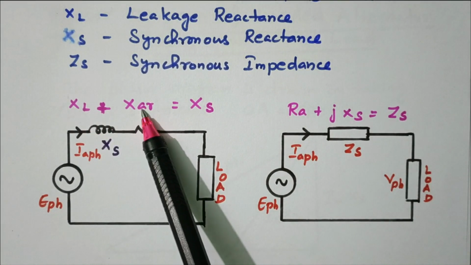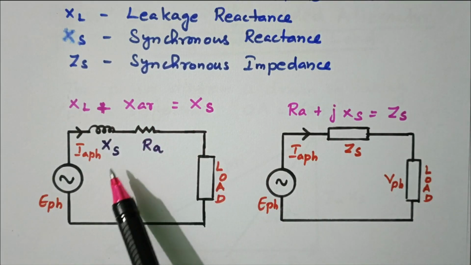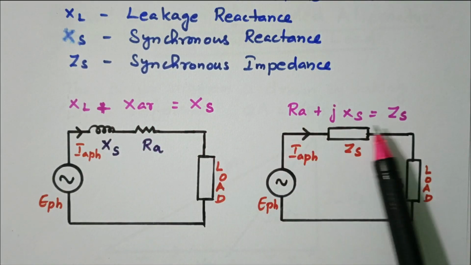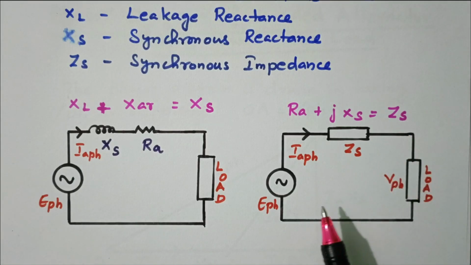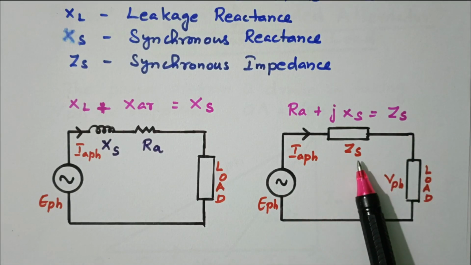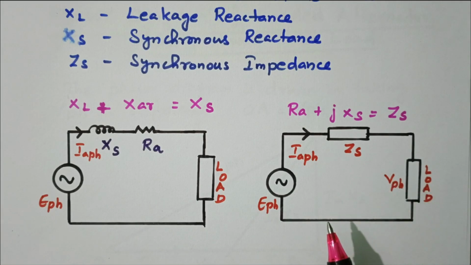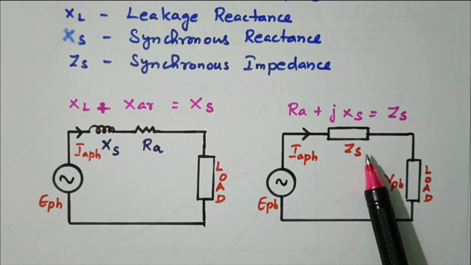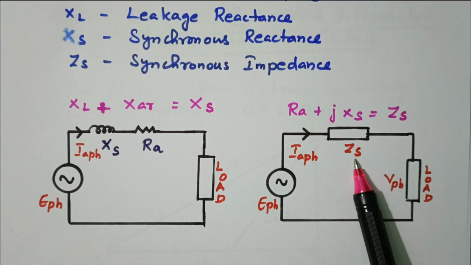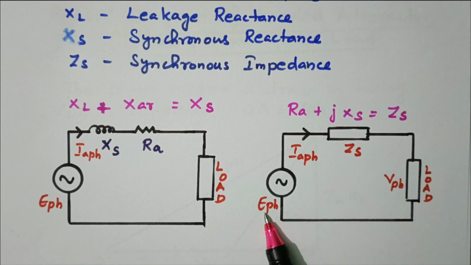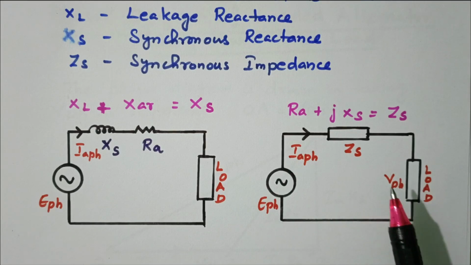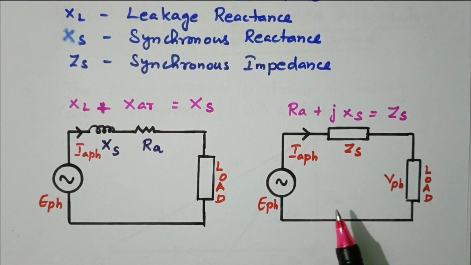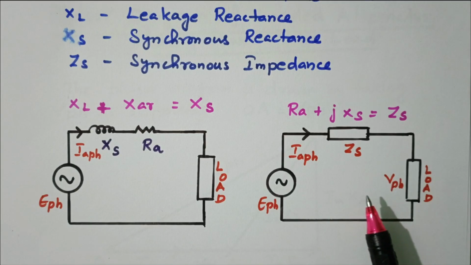So this XL and XAR is added, so it becomes XS. XS and RA is added, that becomes ZS. So from E phase we have ZS and the load terminal. So in the phasor diagram, our aim is that E phase is the vector sum of V phase and the drop across the armature, that is IA XS, IA ZS. E phase is the vector sum of V phase and IA ZS. That we need to prove in the phasor diagram. The phasor diagram is drawn based on this equation.